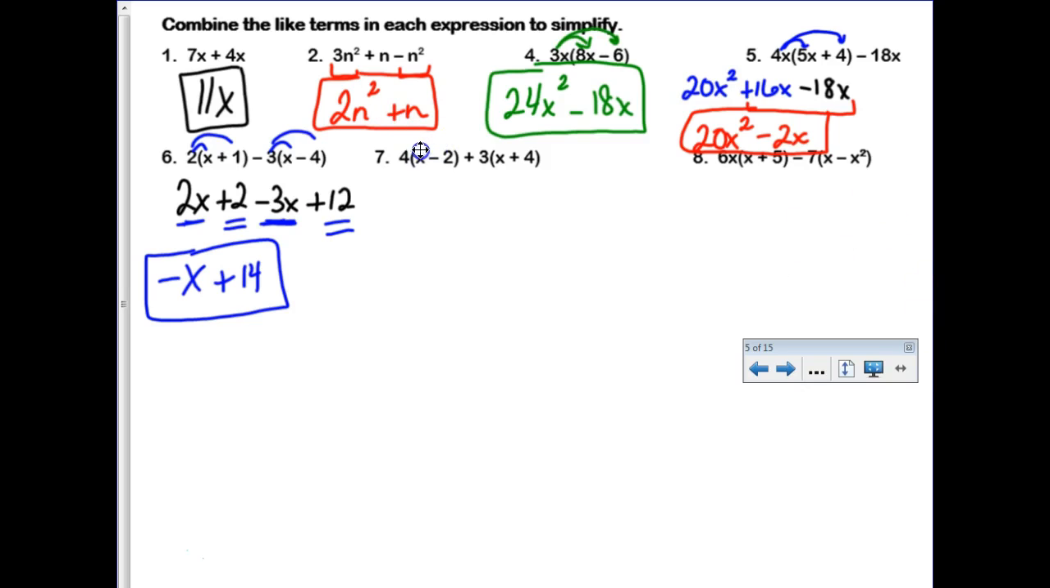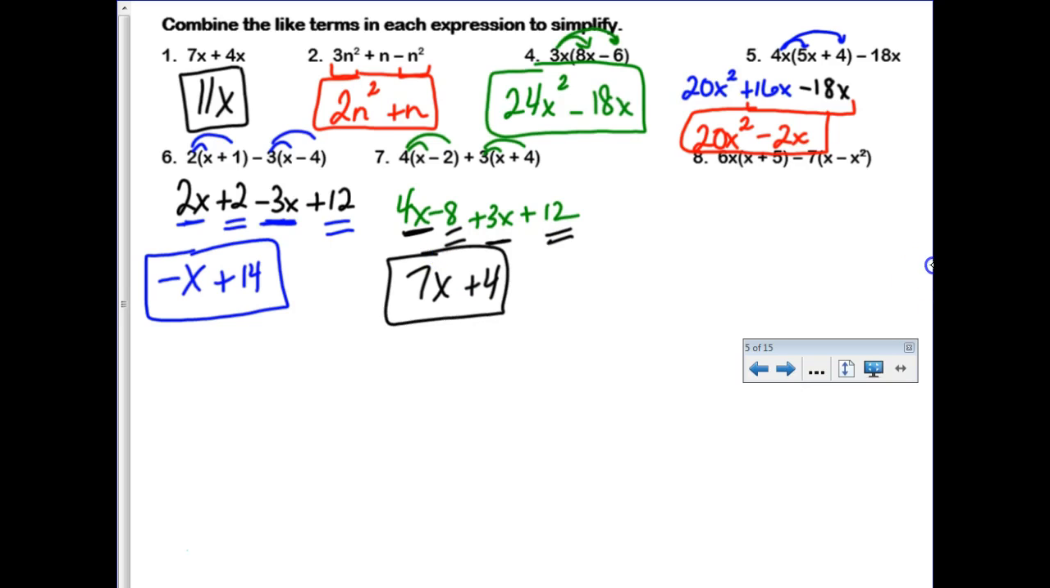Alright, next question. Some more distribution. 2 levels here. 4x minus 8, and then plus 3x plus 12. No one's going to like that answer, though. That is not simplified. So let's collect our 4x and 3x together. That's a 7x. And then negative 8 plus 12, better known as plus 4. Beautiful.